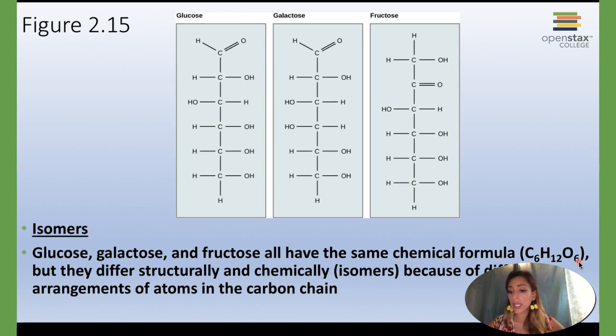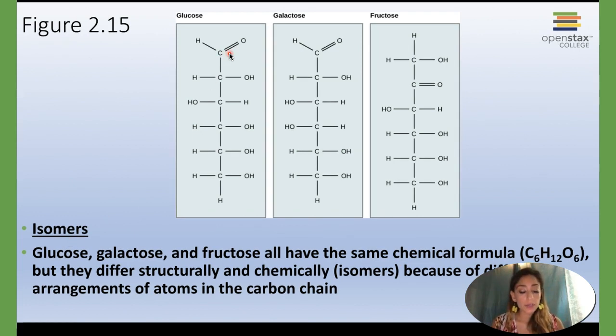Well, didn't we just say glucose is C6H12O6? So how can we say glucose, galactose, and fructose are all the same chemically, C6H12O6? That's what an isomer is. An isomer is one of a bunch of different chemical compounds that have the same chemical formula. So all 3 of these are chemically the same. They have the same chemical formula, but they are structurally different. That's what isomers are.